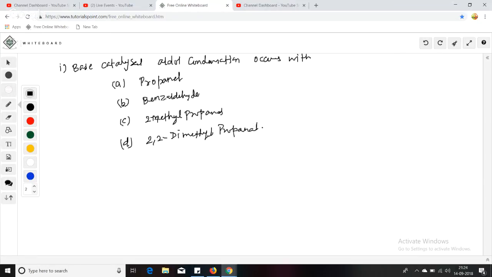Okay, so I'll give you 1 minute. Base catalyzed aldol condensation, you have to tell me the answer. Which of these compounds shows base catalyzed aldol condensation? One minute I'll give you. Just draw the structure of these, check whether the alpha hydrogen is present or not, because for aldol condensation we need alpha hydrogen. Just tell me which one will have alpha hydrogen present, and then tell me the answer.